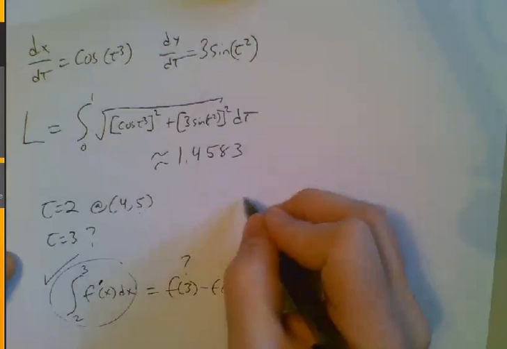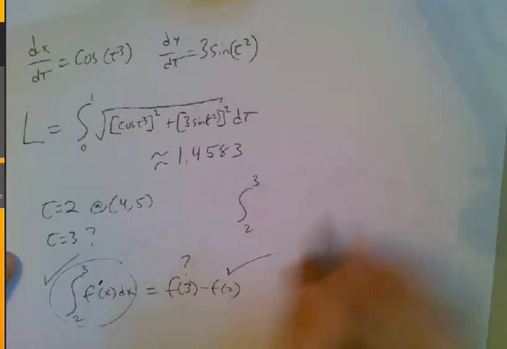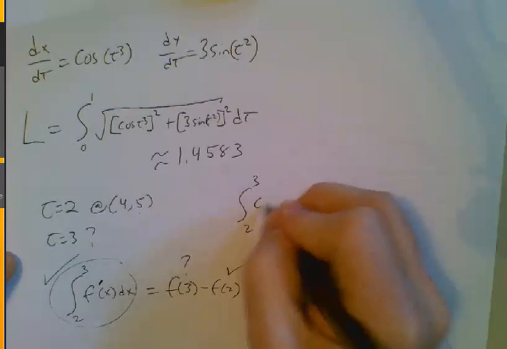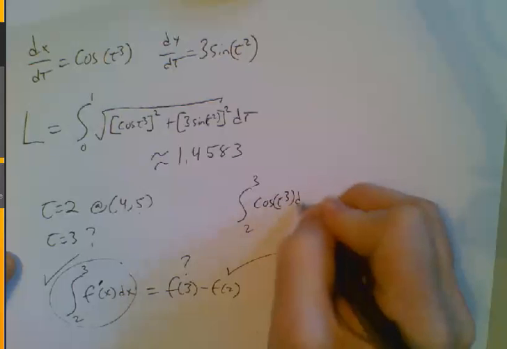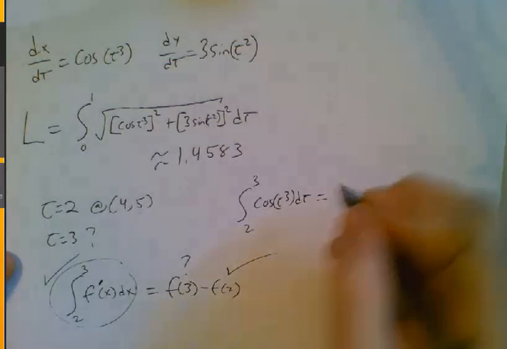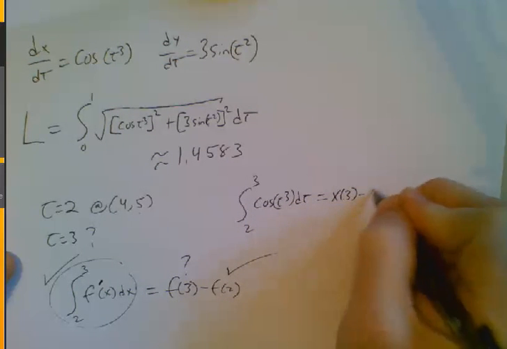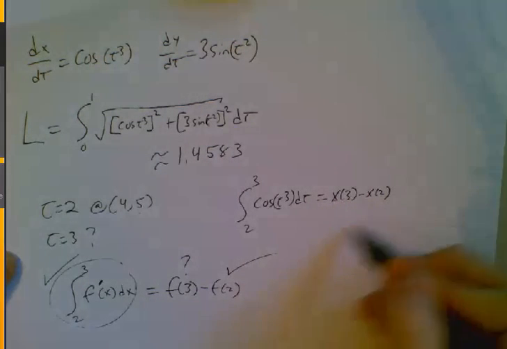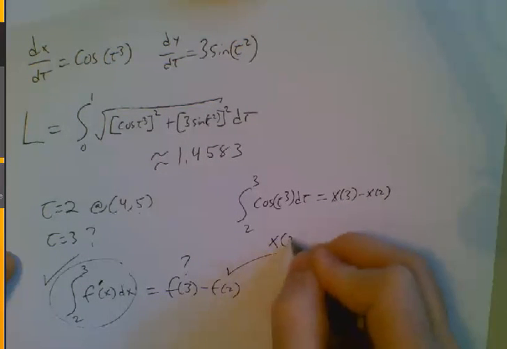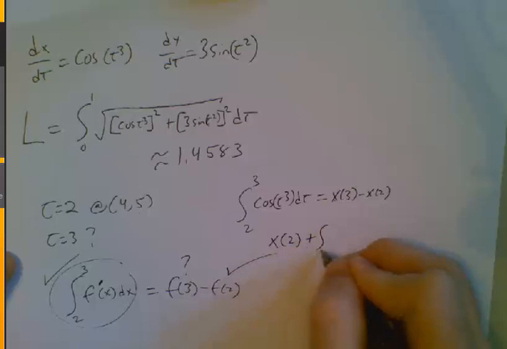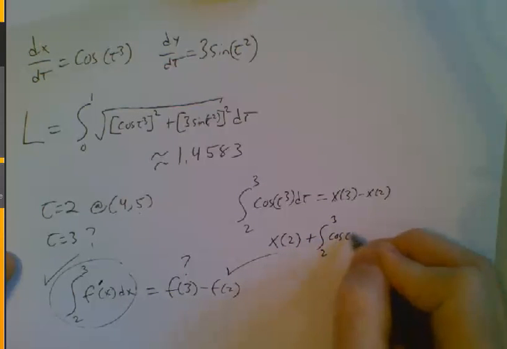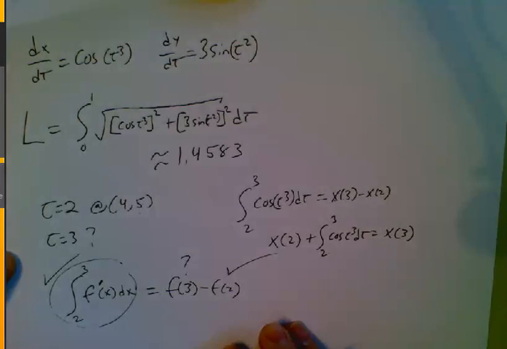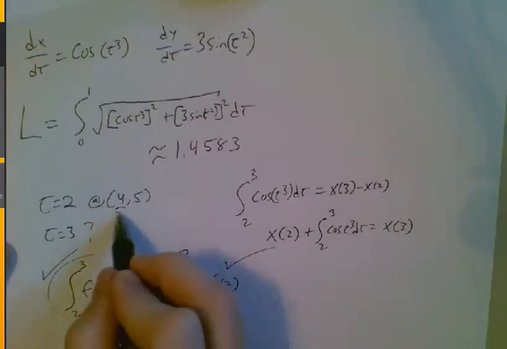So I'm going to integrate from 2 to 3. We got to do one component at a time. I'll do my x's first. For cosine t cubed dt, well, that should equal x of 3 minus x of 2. And I want the position at 3, so I'm going to add the position at 2 to both sides. And this is the equation you can use to actually solve my x component. Okay, and x of 2, of course, is 4.